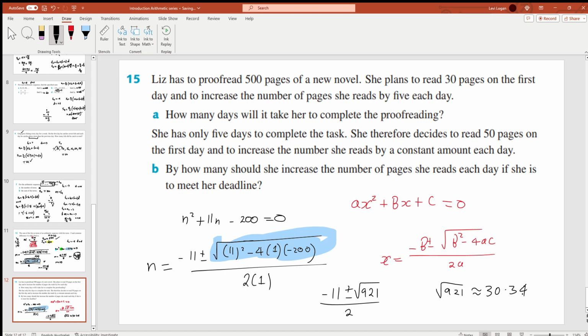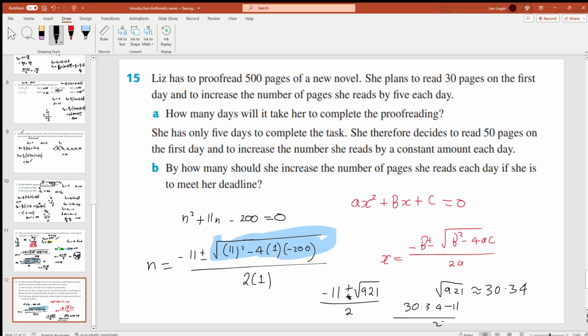So what do we do? Negative 11, so you're going to use the positive one because you can't have a negative index, so you get rid of this negative sign. So you're going to have 30.34 minus 11 divided by 2. So 30.34 minus 11 divided by 2 is going to be 9.67.